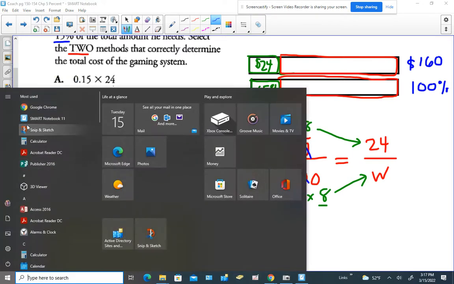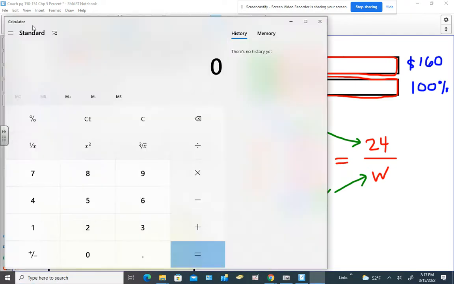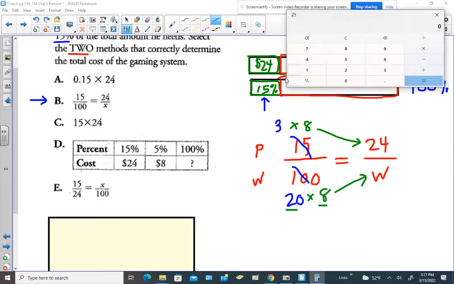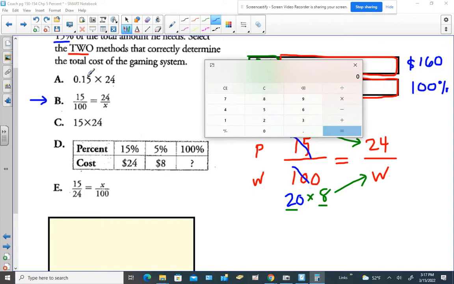So just to speed things up, how about we use a calculator? And we'll multiply the two numbers together. We're going to multiply this, 15 hundredths, times this, 24. And what do we get? We get this number, 3 6/10. Is that the same thing as this? No, it is not. So therefore, we will not be picking choice A.